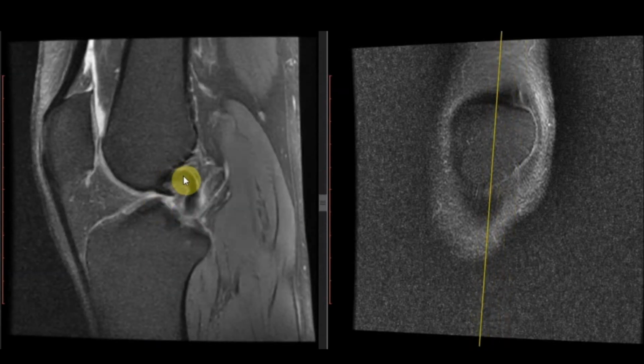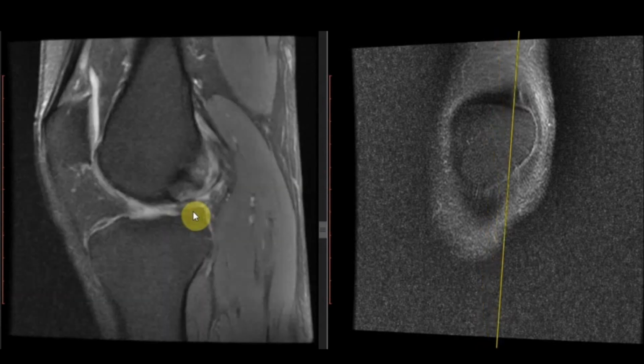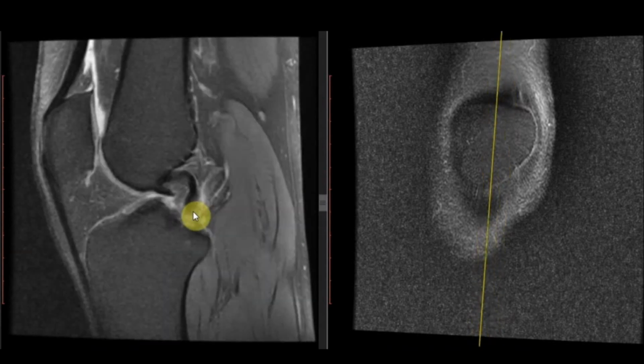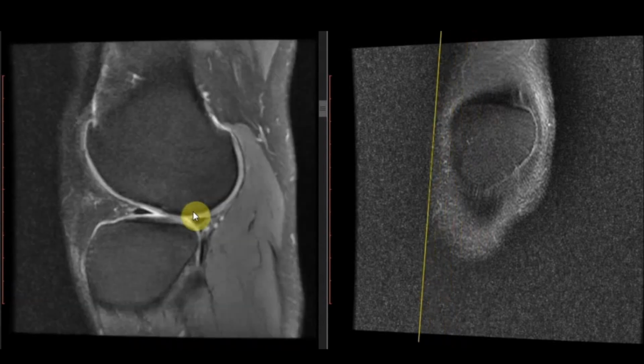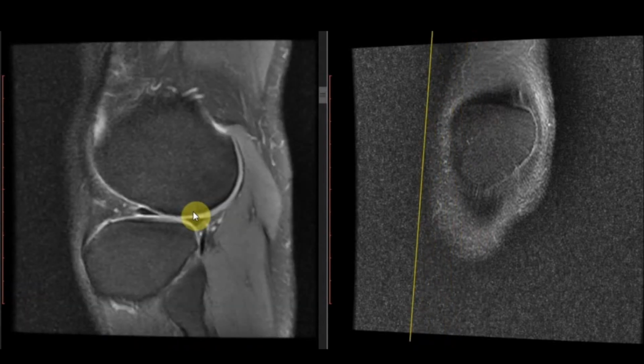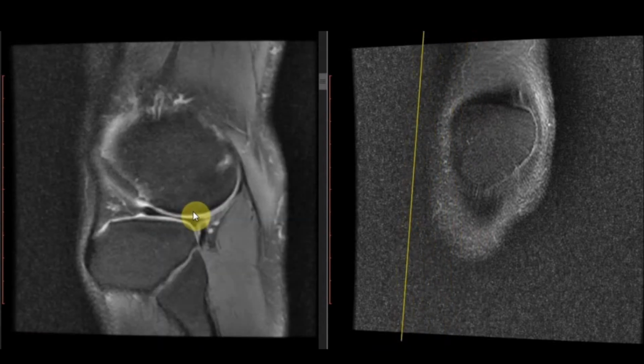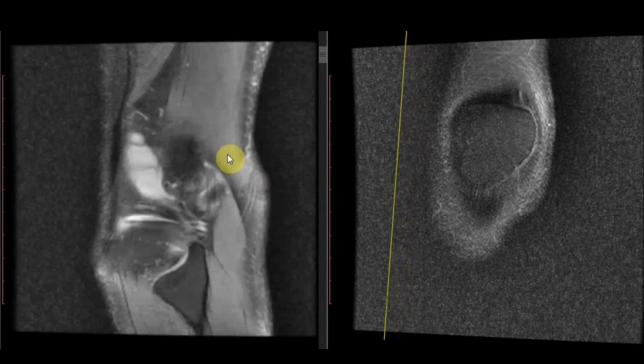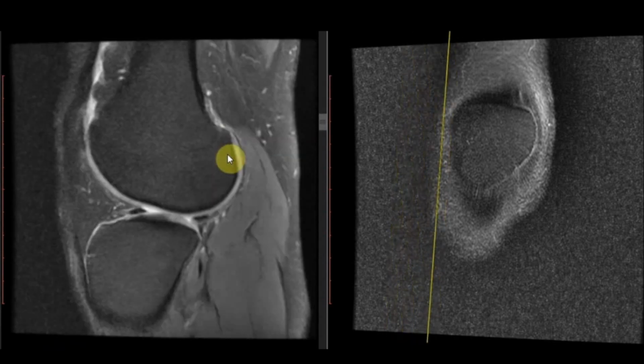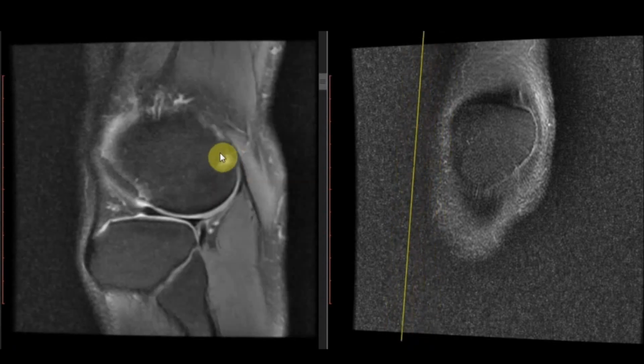The posterior cruciate ligament is showing buckling and the question mark sign. This is the secondary feature of complete ACL tear. And we can see here in the lateral aspect, there is gross anterior translation of tibia. So we can measure this.